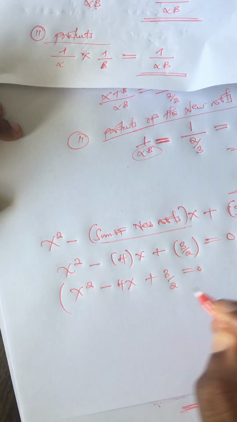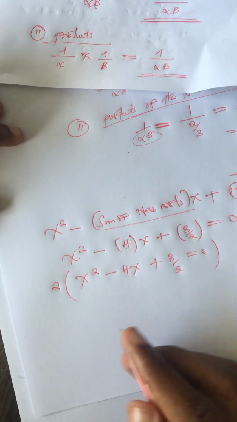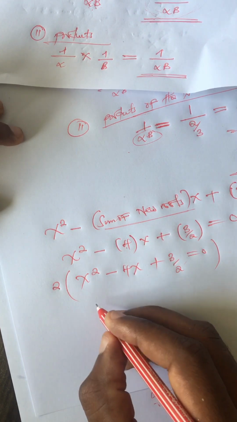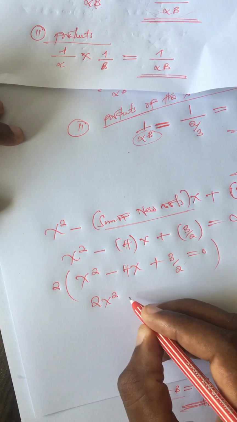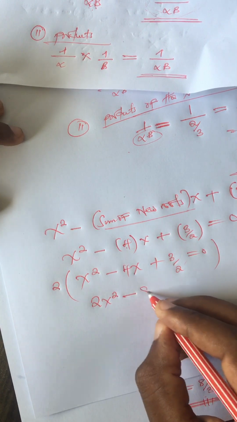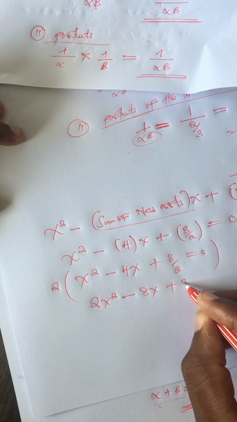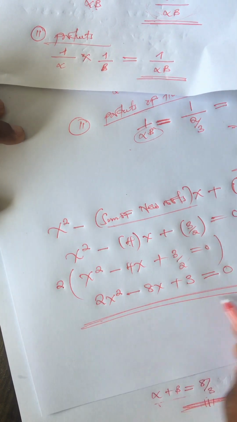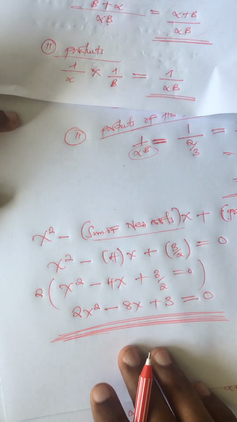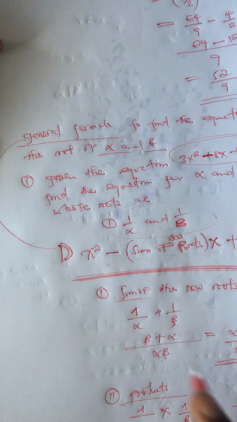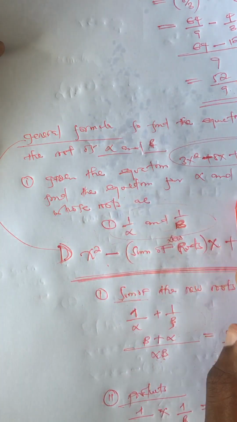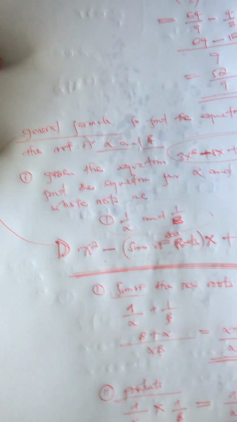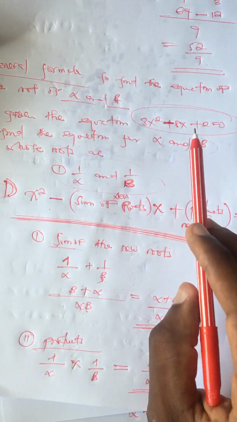Then we can multiply this by 2 so as to get rid of the fractions. So it will be 2x squared minus 8x plus 3, which is equal to 0. So this is now the equation whose roots are 1 over alpha and 1 over beta.